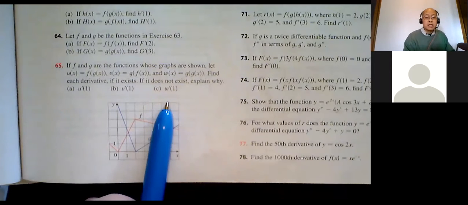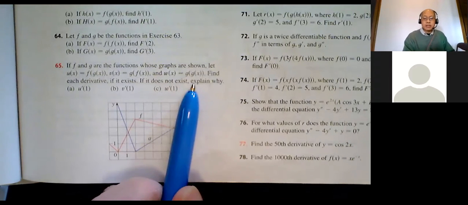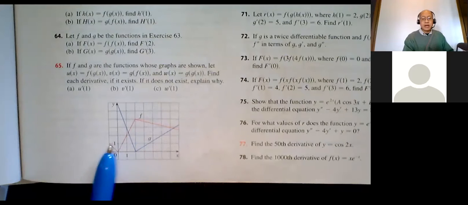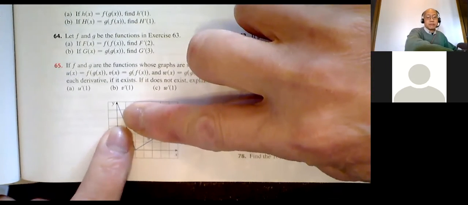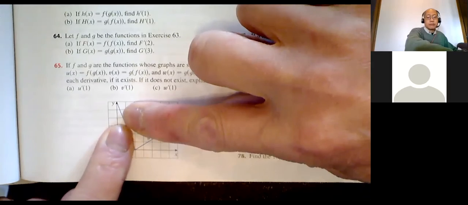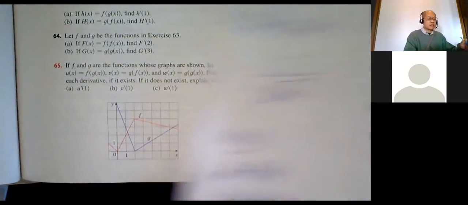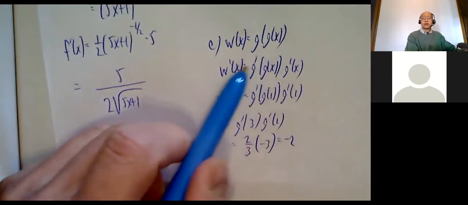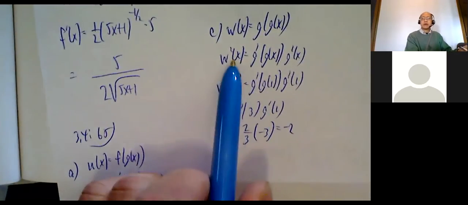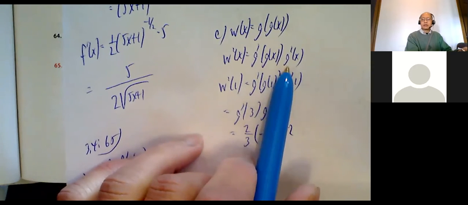Okay, and then finally C, W prime of 1. W is g of x. So that means completely forget the F. Ignore the red. Pretend there's no red graph for part C. We're only looking at the blue graph, right? It says g of x. So W is g of x. So W prime is g prime of g of x times g prime of x.